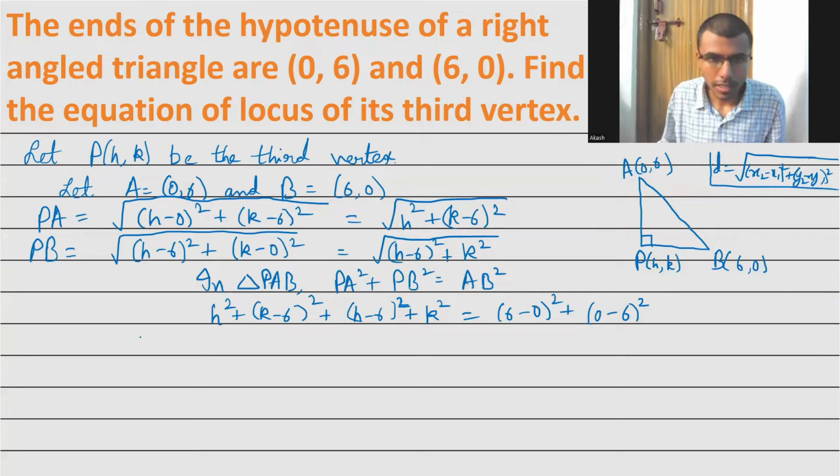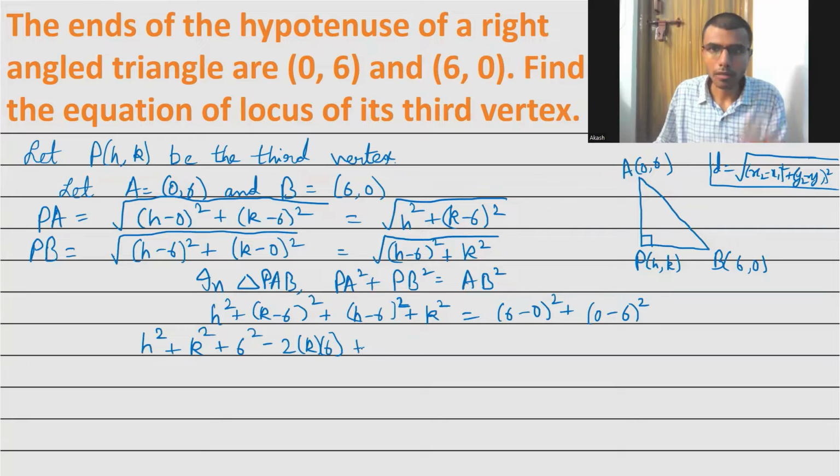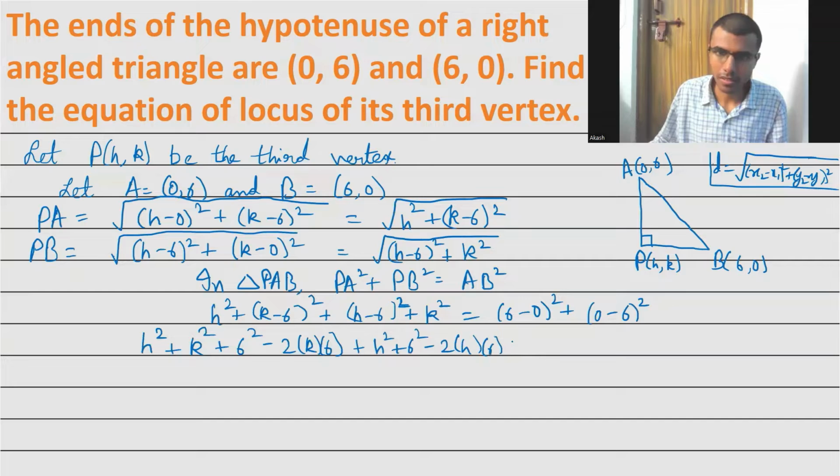Let me just expand on the left hand side. I get h square plus (a minus b) whole square, which is a square plus b square minus 2ab. So I get k square plus 6 square minus 2 into k into 6. It's always good to write steps, as this would reduce our chances of going wrong. This would be h square plus 6 square minus 2 into h into 6 plus k square, equal to 6 square plus (minus 6) whole square.